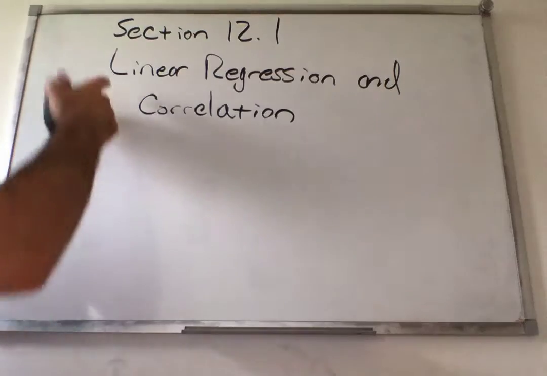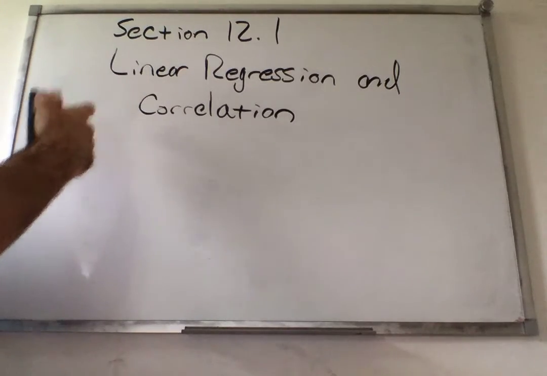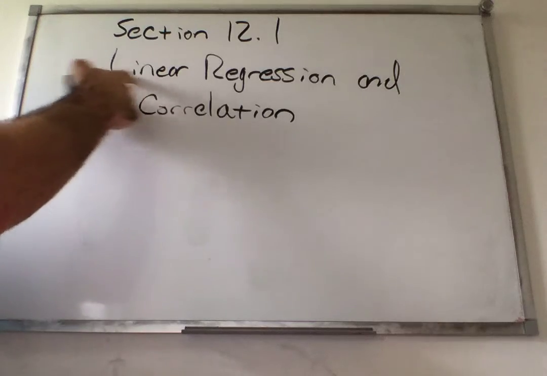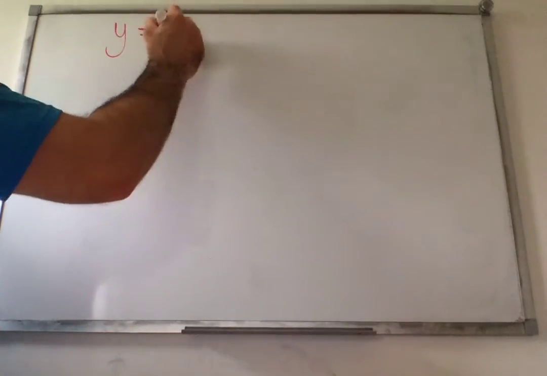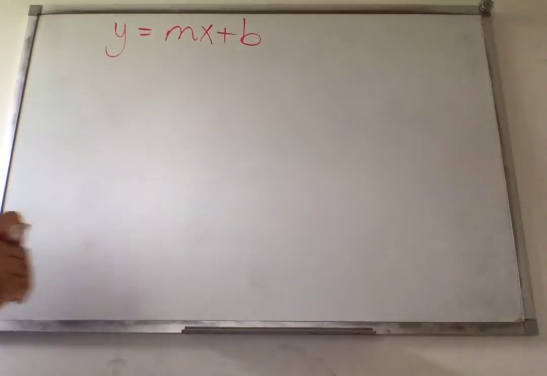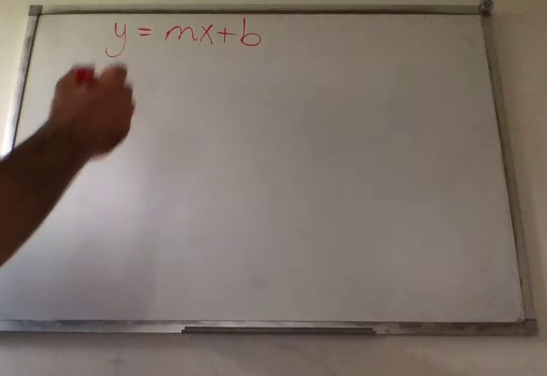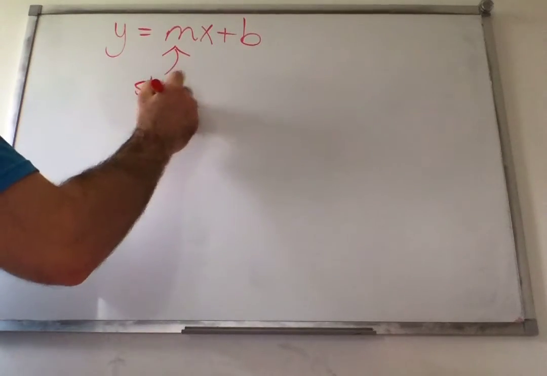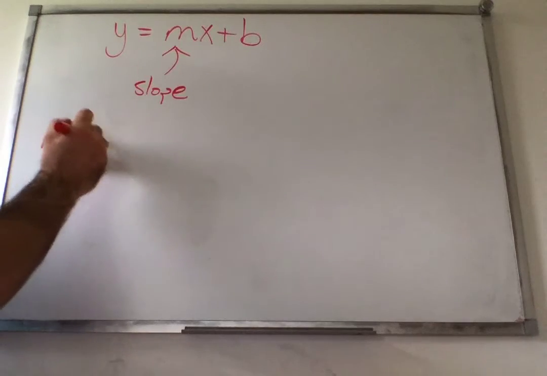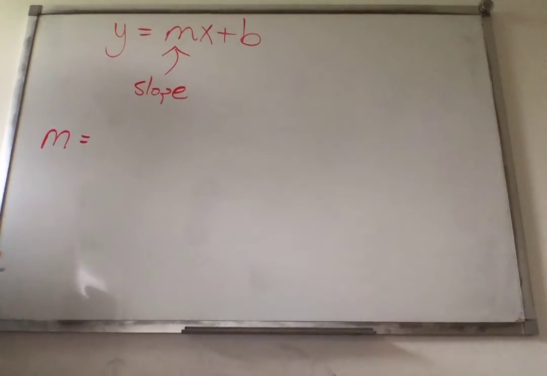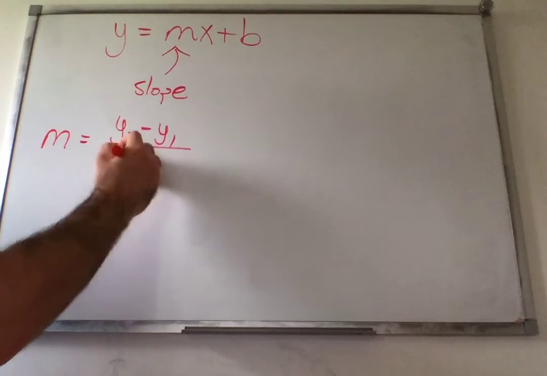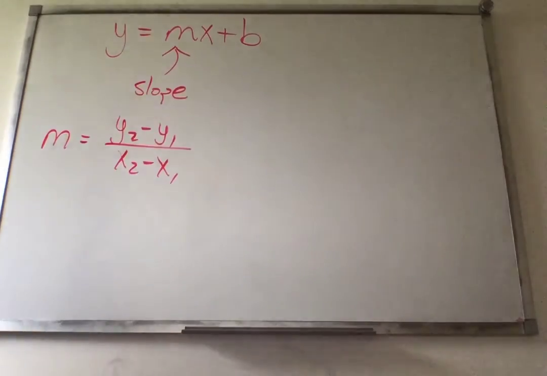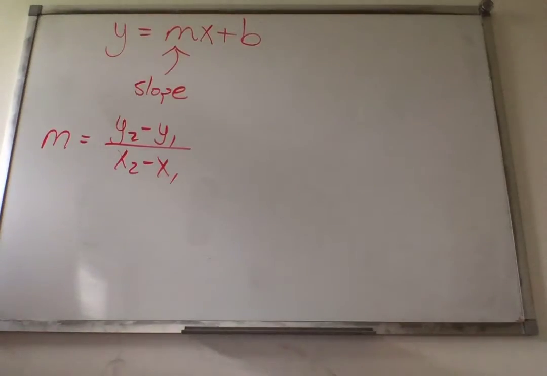Now, if you look at the words linear regression, you see the word line, so we're going to be dealing with lines here. Let me write the equation of a line. You guys have probably seen this before. y = mx + b, where m is the slope, and the slope tells you how much you are going up or down as you go over. Here's the formula for the slope: y2 minus y1 divided by x2 minus x1, where (x1, y1) and (x2, y2) are any two points on the line.